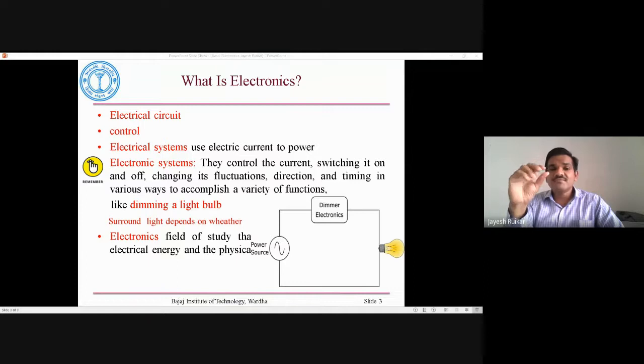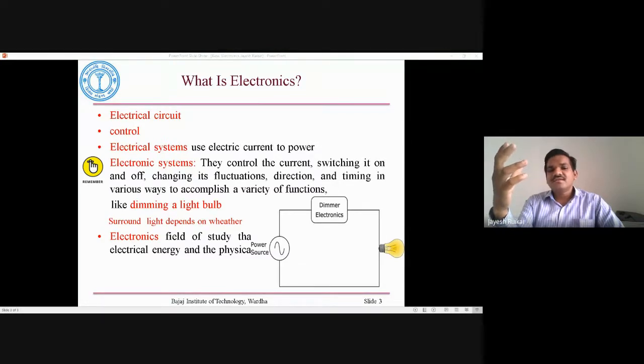So an electrical system uses electrical current to power things, whereas an electronic system takes a further step: it controls the current. Likewise in the dimmer, we can increase or decrease the intensity of the light bulb. It can be switched on or off. Fluctuation of the current is also possible, as are the directions of the current.